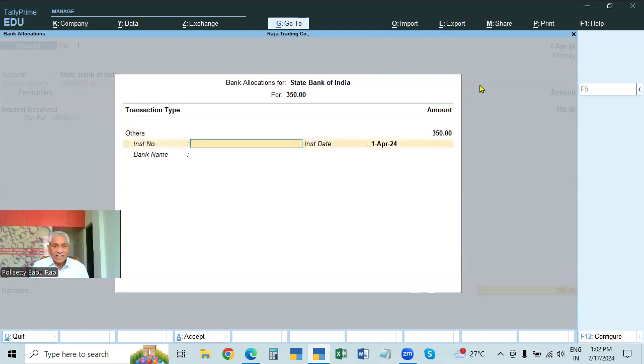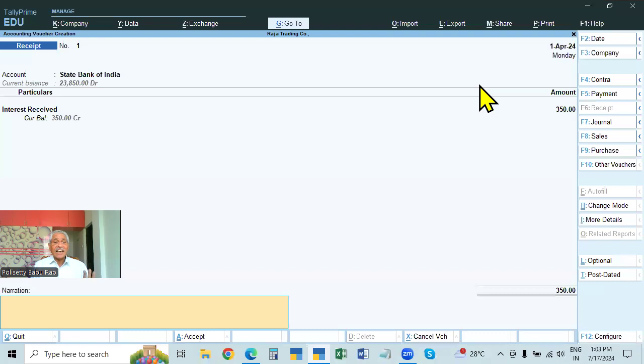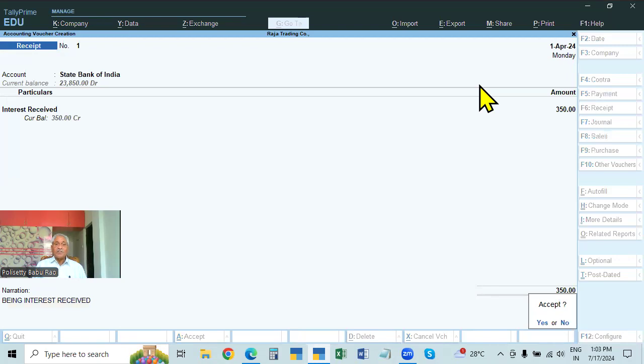Others, and here the instrument number we don't know. There will not be an instrument number. So others means direct credit. Directly the bank will credit our account, so we will take it as direct credit. And then interest received. Received means received into our account. Okay. That is the thing.